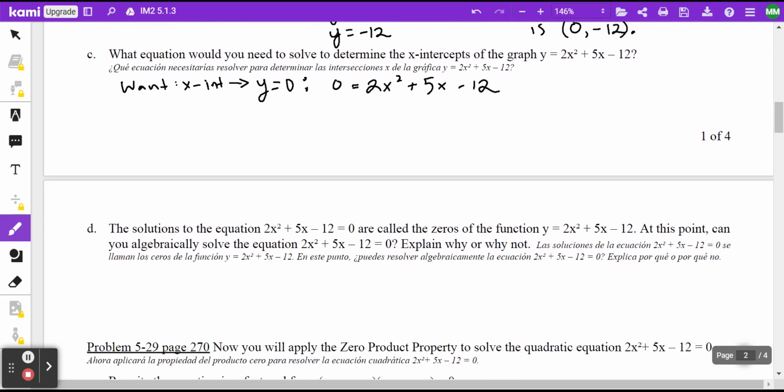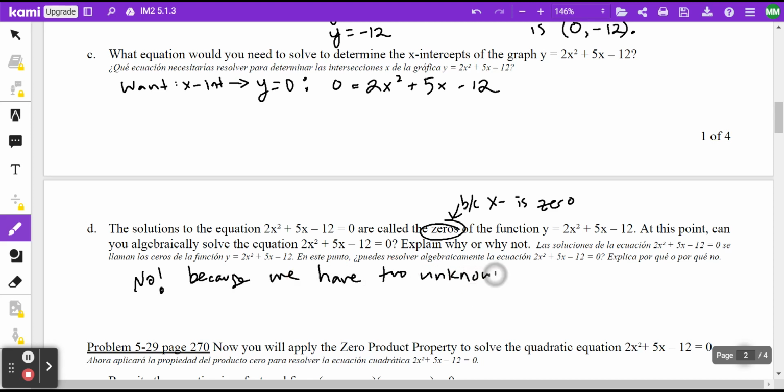Okay, check this out. The solutions to the equation 0 equals 2x squared plus 5x minus 12 are called the zeros of the function. They're called zeros because y is 0 in y equals 2x squared plus 5x minus 12. And at this point, can we algebraically solve it? Well, no, because we have two unknowns in one equation.